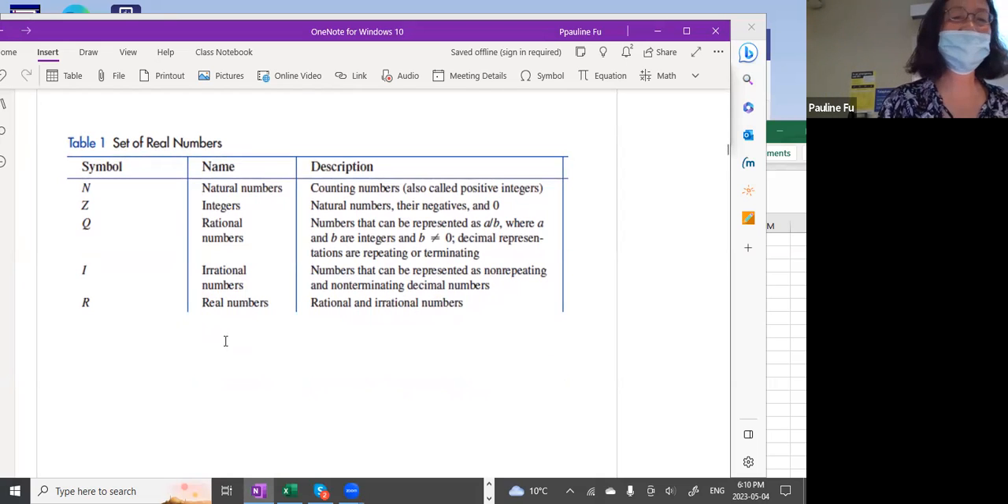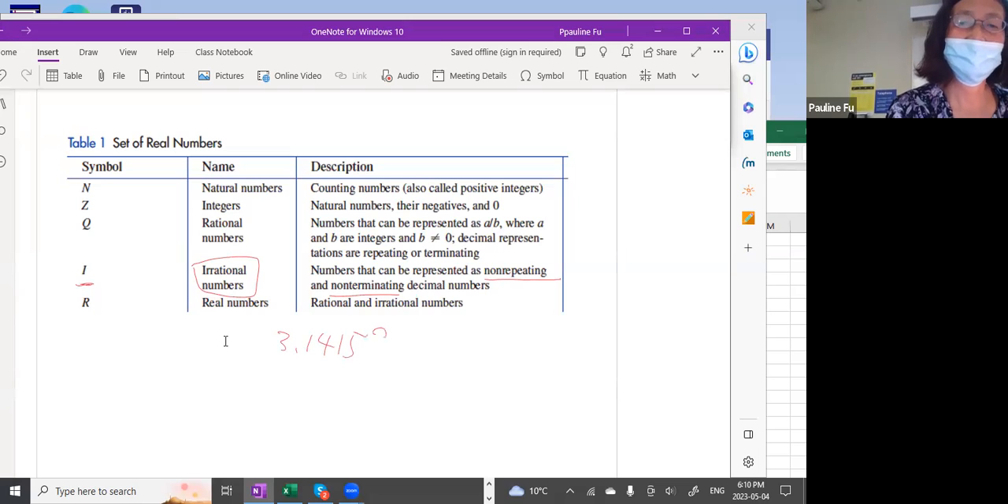There are some notations. Irrational numbers, we use I to represent irrational numbers. Irrational numbers are numbers that cannot be expressed as a ratio of integers. Another definition: irrational numbers can be represented as non-repeating, non-terminating decimal numbers. Non-repeating number, that is an irrational number. For example, this number is non-repeating, so this number is an irrational number. And this is also non-terminating. It never stops, this number.